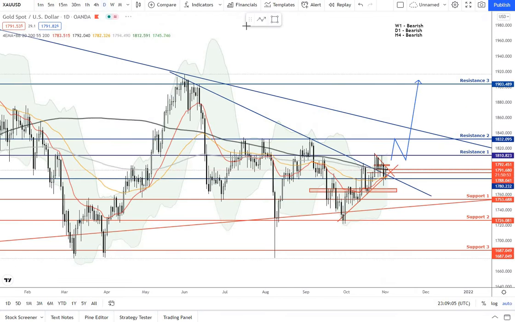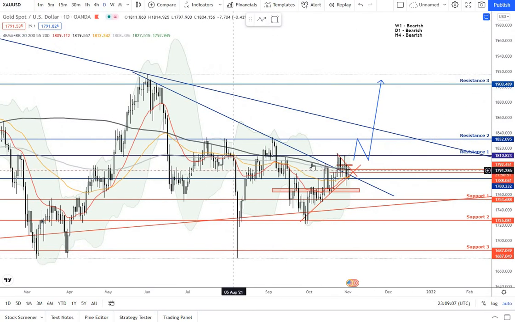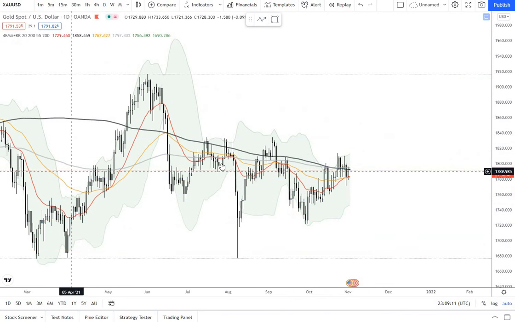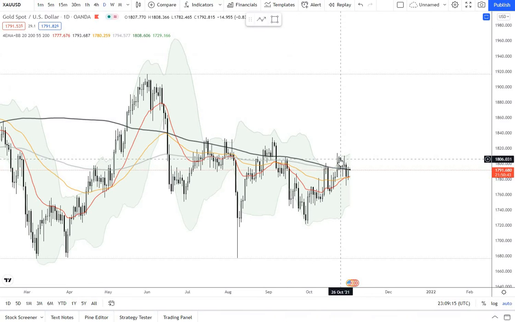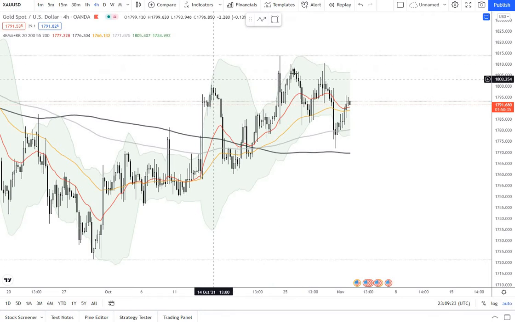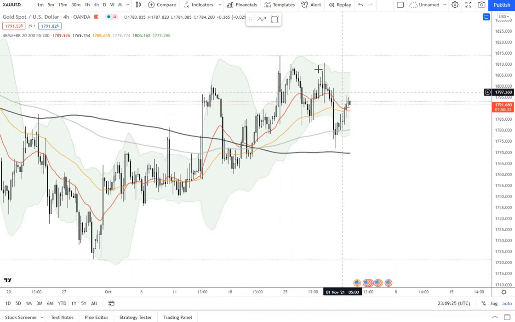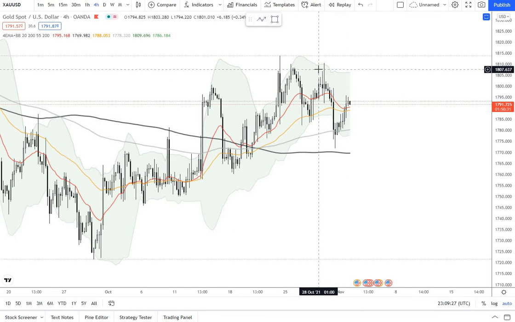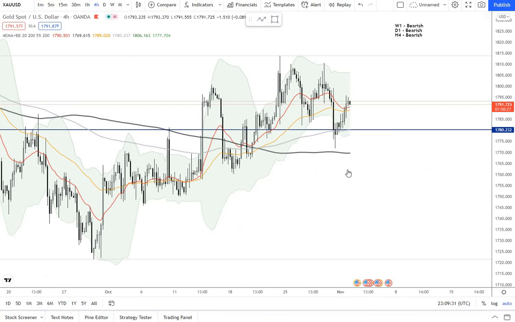So if I zoom down to a daily chart, you can see that for the past week, right? Because this is a daily, so 1 day, 1 candle. There's pretty much no clear sign of direction as well. So we'll zoom into the 4-hour chart. You can see that it's pretty much ranging between this level at 1807 and 1780.